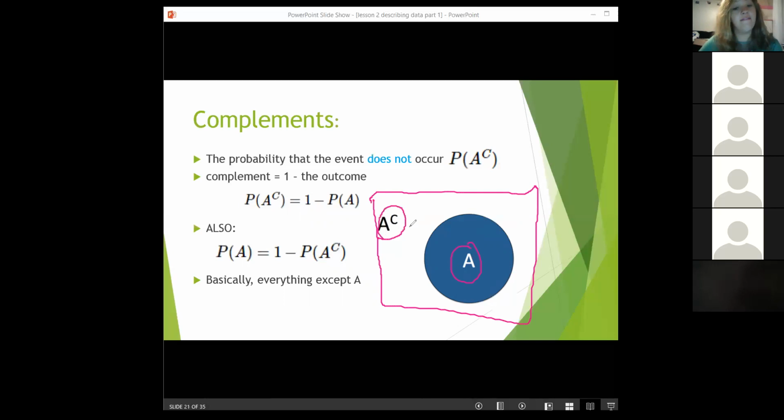So the probability that the event does not occur. The probability that the event occurs is going to be all this space in A. The probability that it doesn't occur is going to be all this other space in white. And that's what our complement would be. And then this is just another way, like I said, just algebraically, if you were to manipulate this equation, you could get this equation down here, and that's how you could find the probability of A if you're only given the complement, just to switch it around.